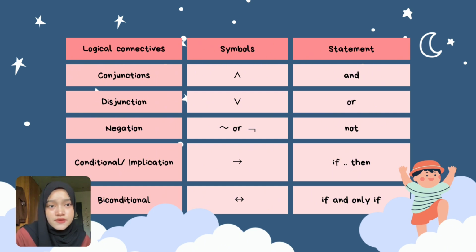And then we have conditional or implication, symbolized by that symbol, which means if then. For example, if P then Q implies that when P is true, Q must also be true. And the last one, we have biconditional, represented by that symbol, meaning if and only if. For example, P if and only if Q means P is true if and only if Q is true.